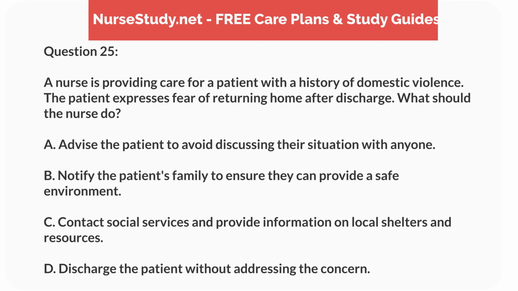Question 25. A nurse is providing care for a patient with a history of domestic violence. The patient expresses fear of returning home after discharge. What should the nurse do? A. Advise the patient to avoid discussing their situation with anyone. B. Notify the patient's family to ensure they can provide a safe environment. C. Contact social services and provide information on local shelters and resources. D. Discharge the patient without addressing the concern.